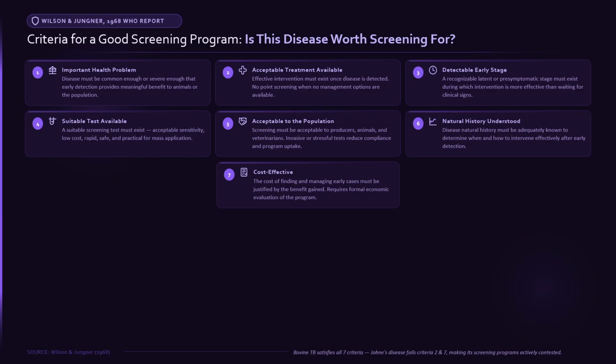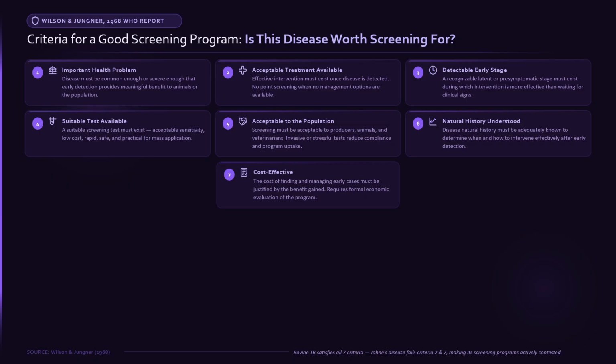Here's an ACVPM exam tip. Don't just memorize the 7 criteria. Be ready to apply them. If a question describes a disease and asks whether screening is justified, walk the list and find the criterion that fails. For Johne's, the weak links are an effective intervention and cost effectiveness.